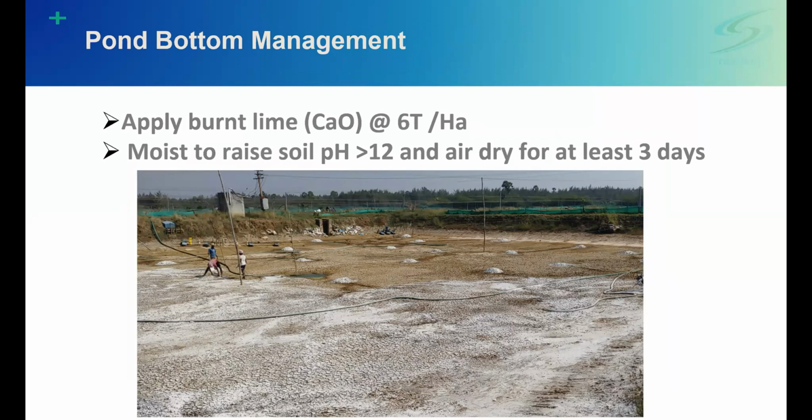Once we know that we have to raise the pH to about 12, we have to really activate the burnt lime after application. This is very, very important because burnt lime is the most expensive treatment, and most of the farmers are following this. So we have to take care to activate burnt lime by moistening it while applying.